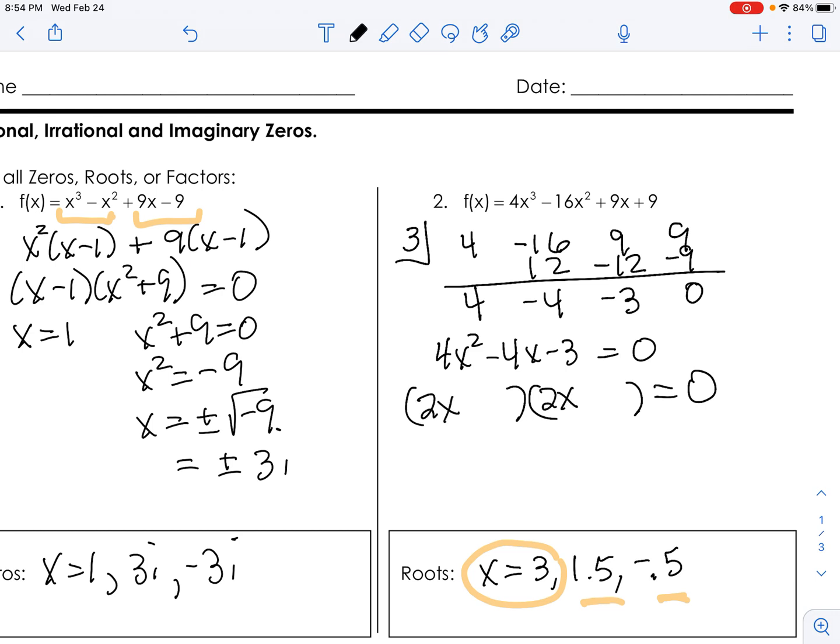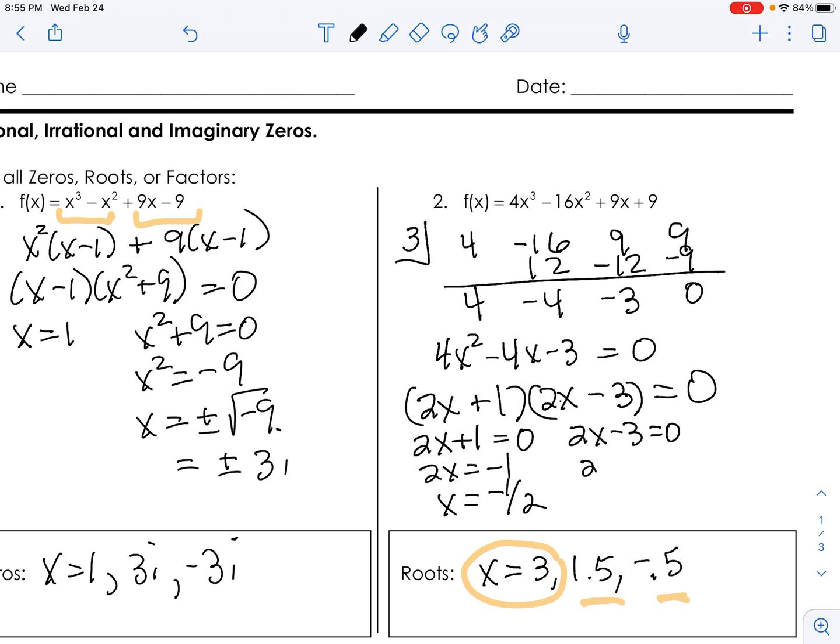Again, split the middle, guess and check. Sometimes people don't like guess and check. They might go, oh, 2x minus 3 times 2x plus 1. Let's see, does that work? 4x squared minus 6x plus 2x is your minus 4x, minus 3. Hey, right off the bat, it worked. When you factor for 35 years, guess what? You get pretty good at it. The next one I'll do split the middle to remind you guys. So 2x minus 3 equals 0, 2x equals 3, x equals 3 over 2. So there's your 3 over 2, which is 1.5, and your negative 1/2, which is negative 0.5.